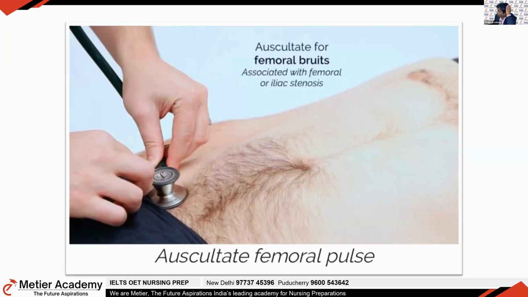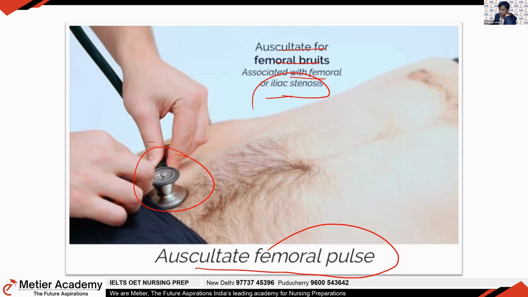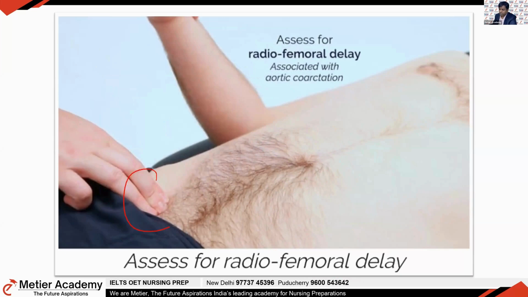Bruits are assessed by auscultation. A usual exam-based question: femoral pulse, where is it assessed? An auscultated femoral bruit is associated with femoral or iliac stenosis. Mostly stenosis patients can be assessed this way. Femoral pulse is also checked before taking an ABG. Then radio-femoral delay.